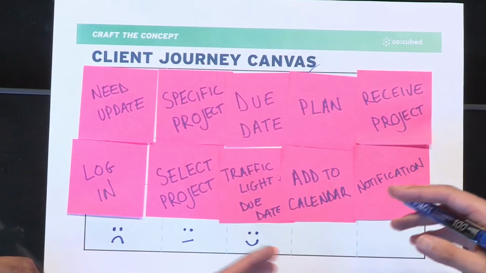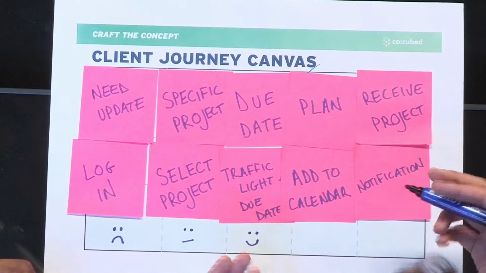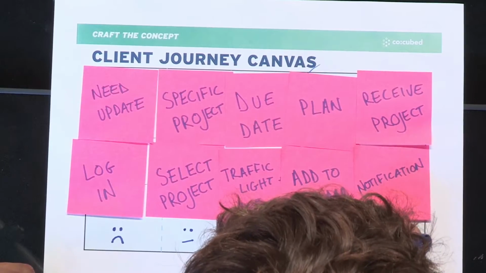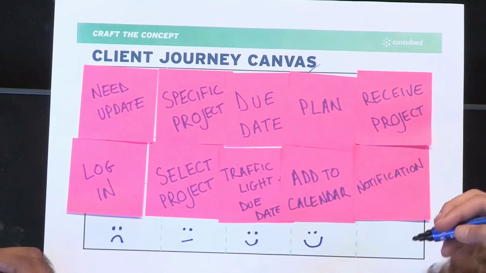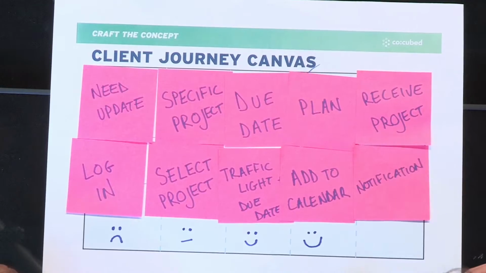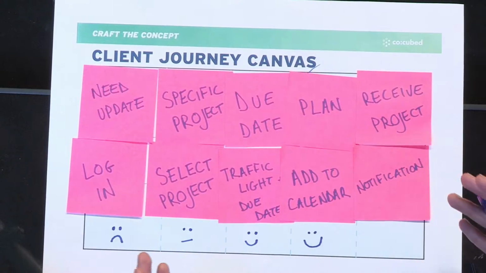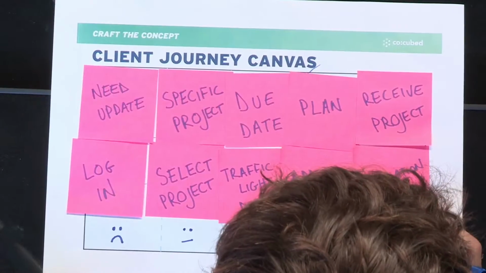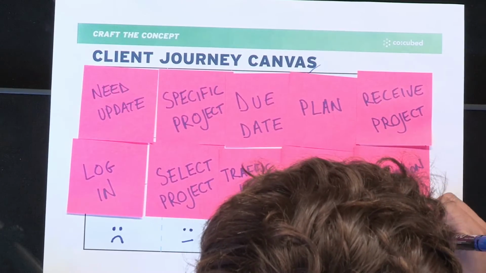Exactly. So next, they need to plan. They've got this traffic light, they've got the due date, they need to plan. And what we'll then do is give them an ability to add this to their calendar. So I think they're feeling even better here. Bigger smile, like it. Exactly, because they can add it to their calendar. Now, to complete this client journey, they need to receive the project. And a key feature that I want to plan the resources for is that they get a notification. Brilliant. So that completes my client journey with a huge smile.